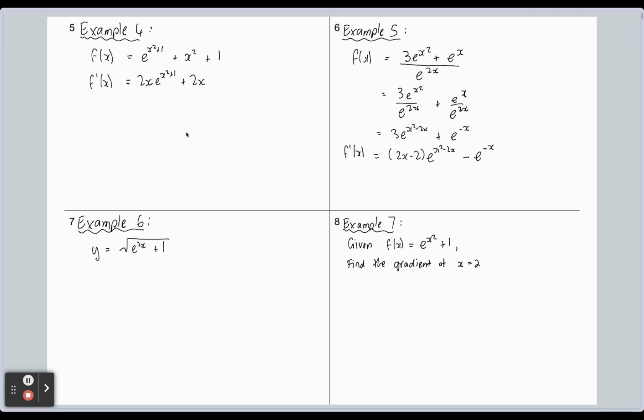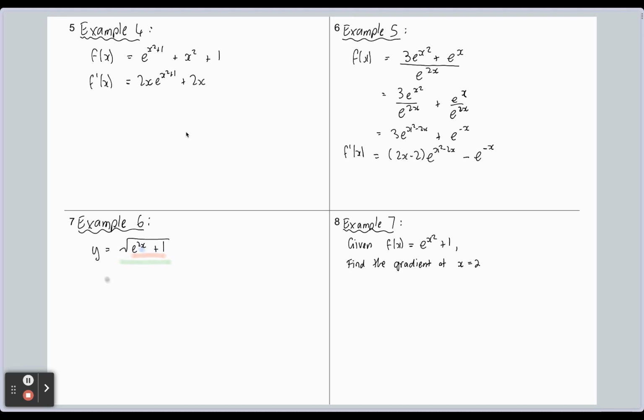Y equals the square root of e to the 2x plus 1. That's fine. We've got a few functions here. We've got the very inner function, which is 2x. And then we've got e to the 2x plus 1. And then finally, we've got the square root function there. So we work out the inside function, which is 2x.